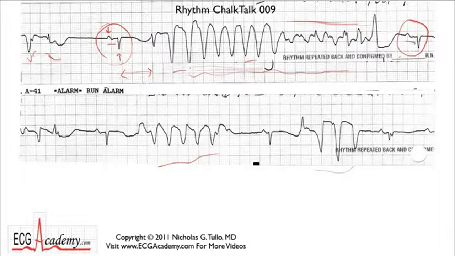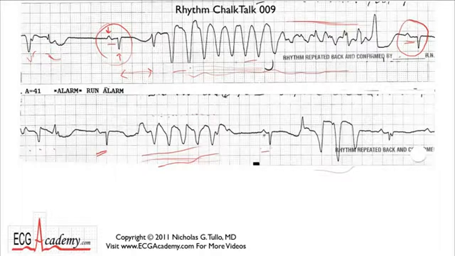Now the PR is a little bit long here, but I'm not going to make too much of that, because all of a sudden you've got a couple of wide beats again, and then a normal beat once again, and then a run of a wide complex tachycardia, if that's what it is, if you're convinced it's not an artifact. When you scan around, you don't see anything that looks like a normal QRS peeking out from any of these beats, so let's assume it's not artifact for the time being.